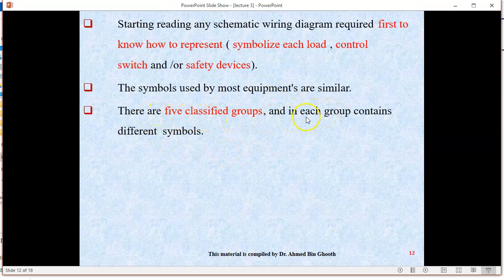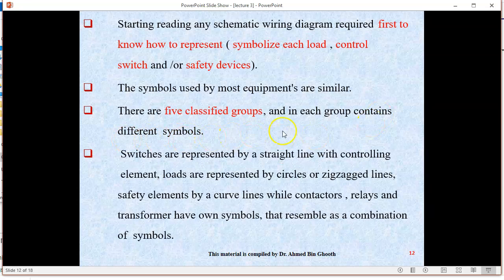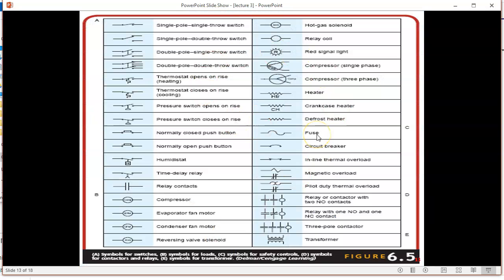The symbols used by most equipment are semi-familiar. There are 5 classified groups, each containing different symbols. Switches are represented by a straight line. In controlling elements, loads are represented by a circle or zigzag line. Safety elements are curved lines, while contactor, relay and transformer have their own symbols, representing a combination of symbols. There are actually 5 categories: symbol of switches, symbol of load, symbol of safety control, symbol of contactor relay, and symbol of transformer. So you need to remember all of it.